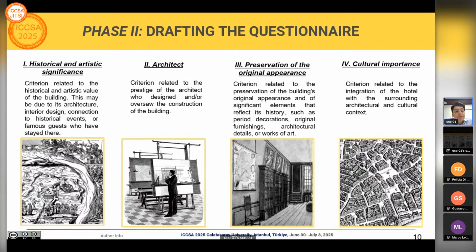The architect, a criterion related to the prestige of the architect who designed and/or oversaw the construction of the building. Preservation of the original appearance, a criterion related to the preservation of the building's original appearance. And cultural importance, a criterion related to the integration of the hotel with the surrounding and architectural context.